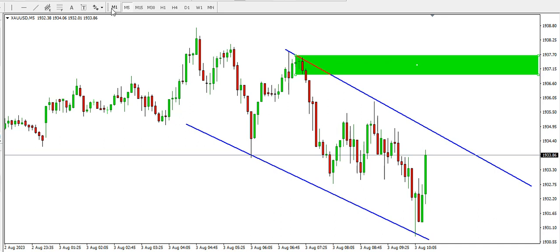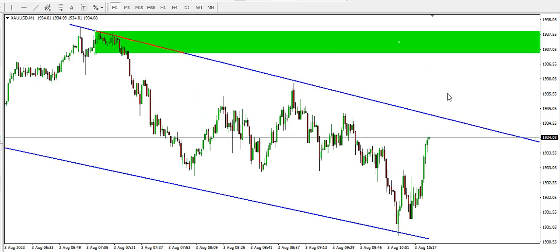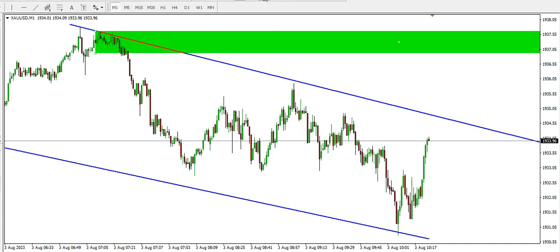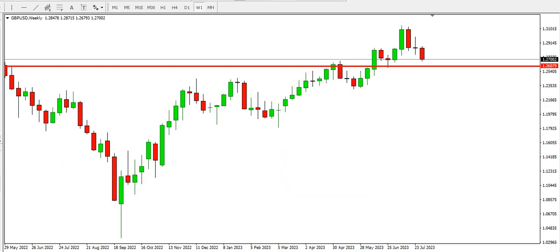On the 1 minute time frame, the channel is still bearish. A break above here might give the buyers some confidence to try to push price up, but there are so many bears lined up along the way up that price might continue to move downwards. So that's that for gold. Let's take a look at GBPUSD.